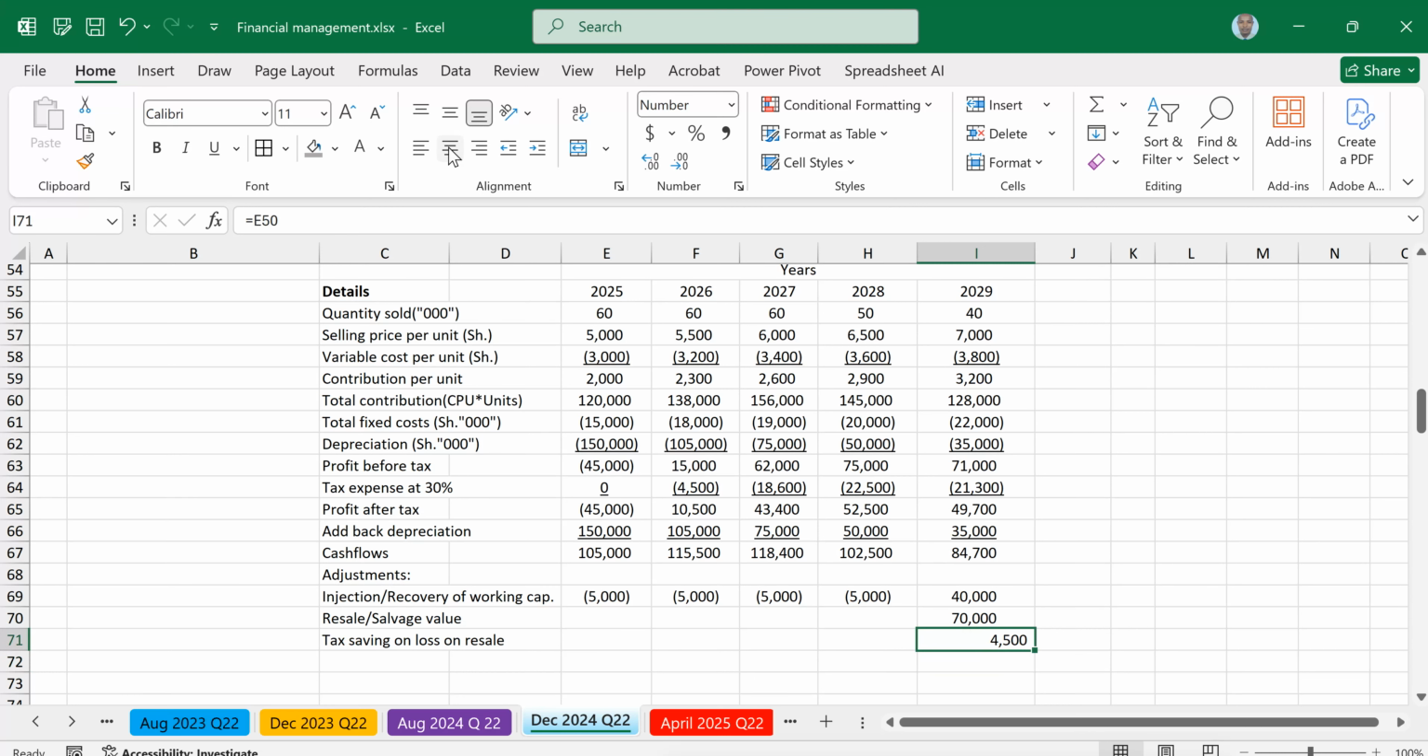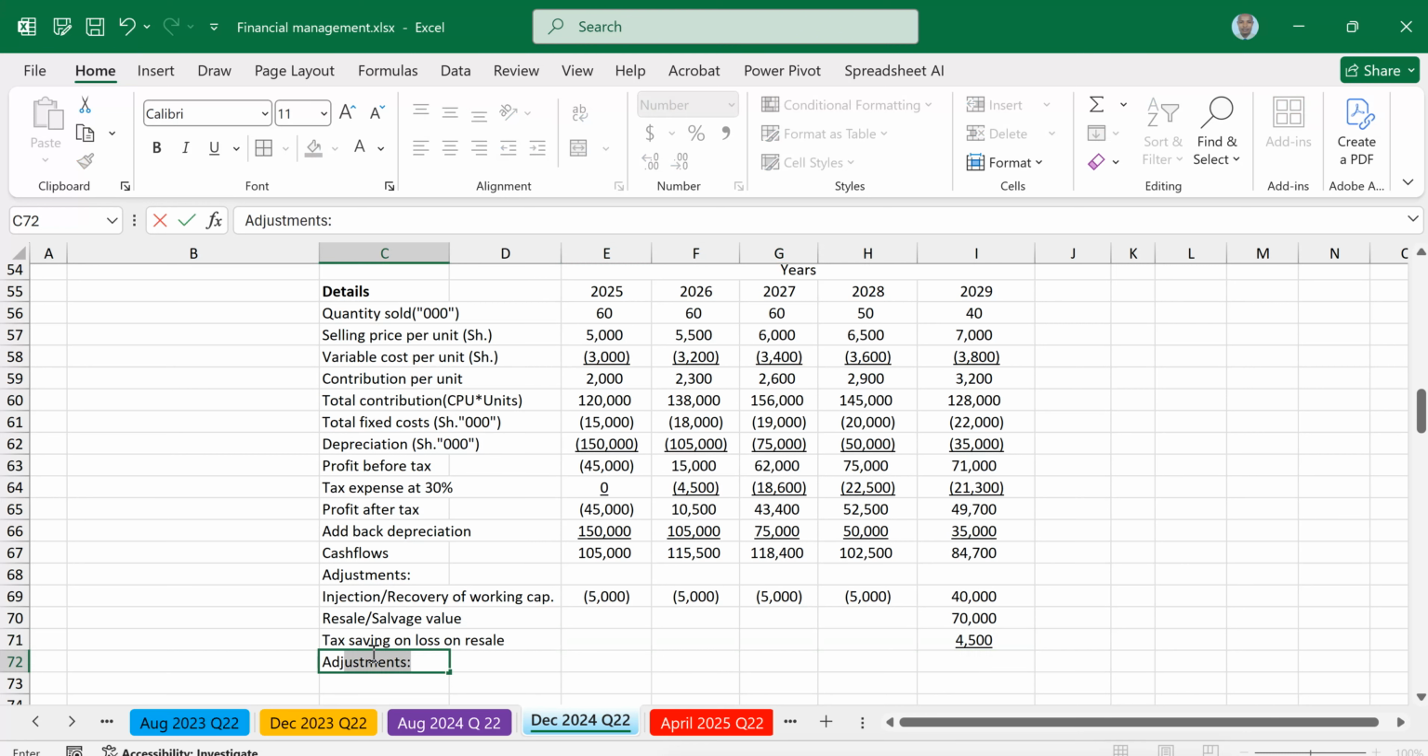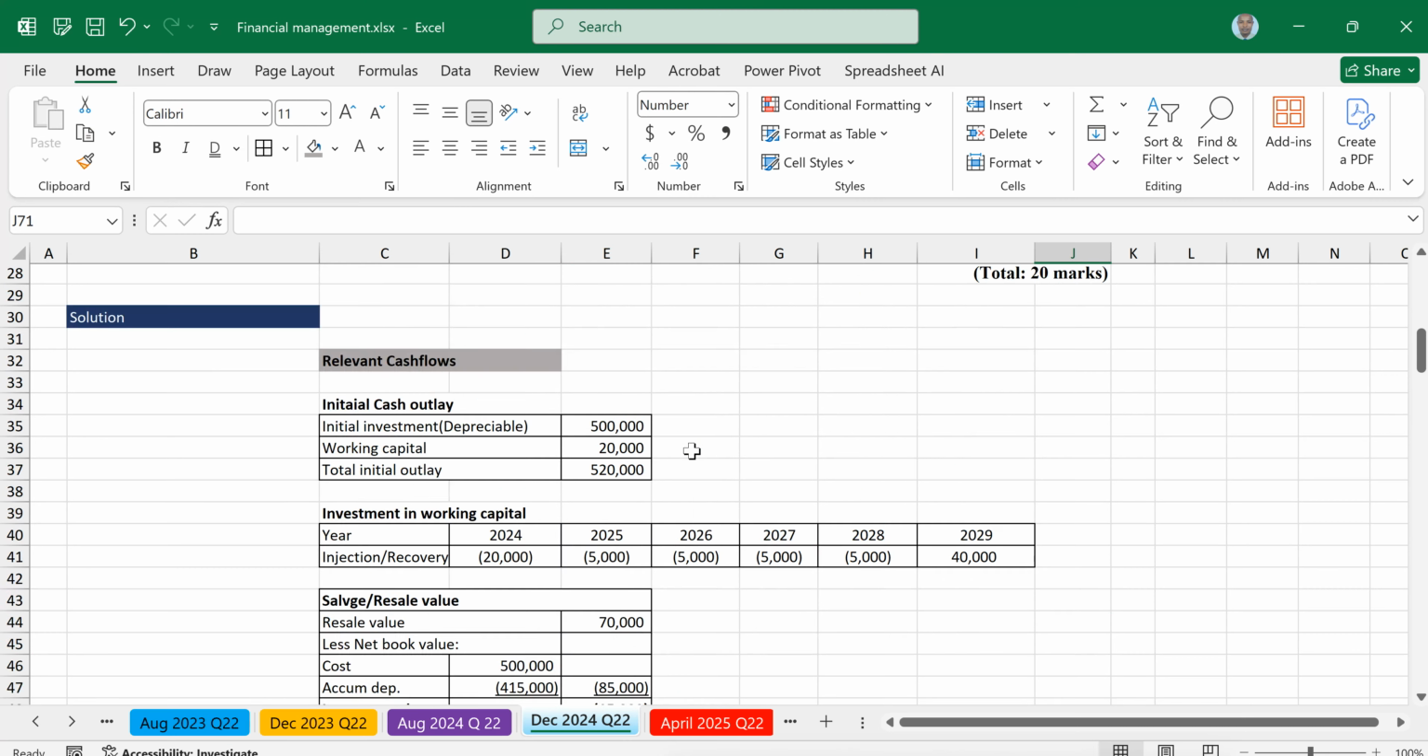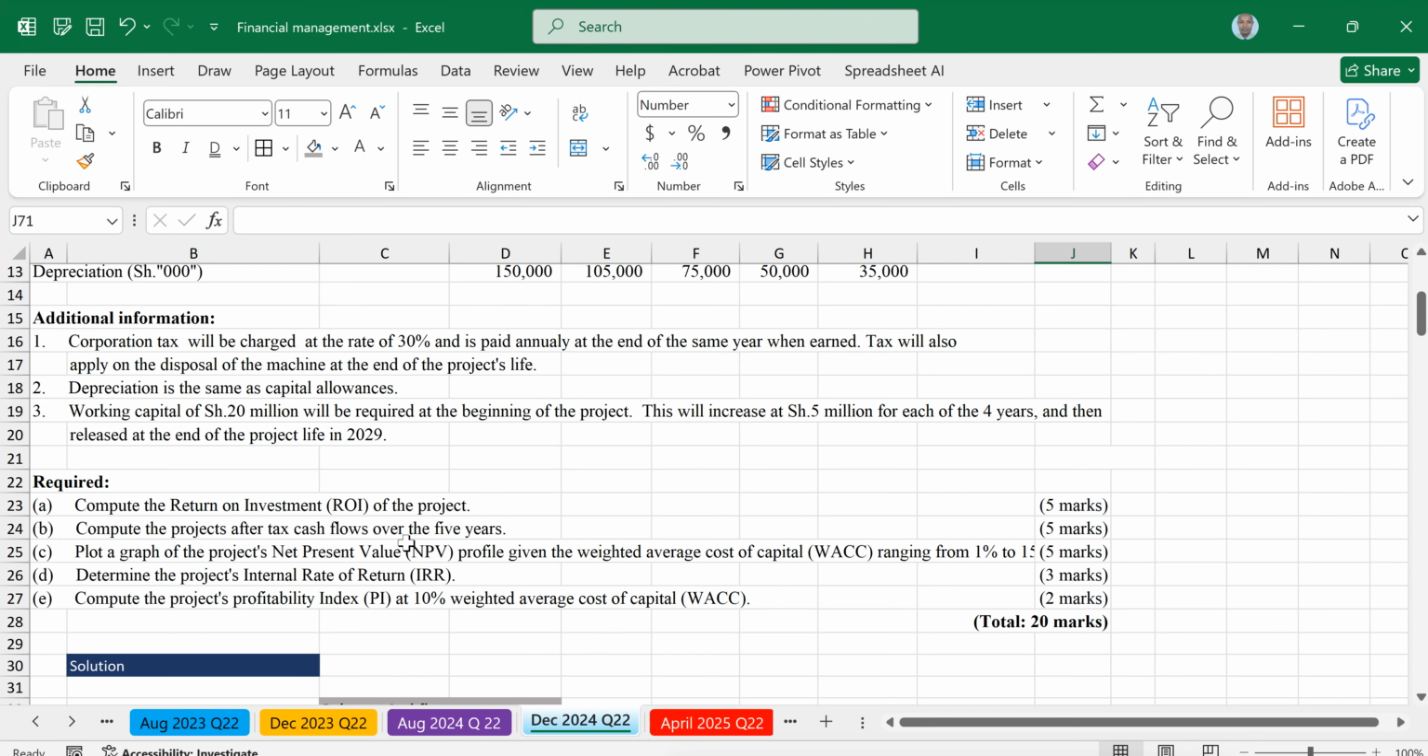Finally, we will get our final adjusted cash flows. This will then give you adjusted cash flows. Alt equal, you sum from the cash flows that we have up there. Enter, drag across. So that becomes the cash flows over the period. Now that answers part B, compute the project after tax cash flows over the 5 years.